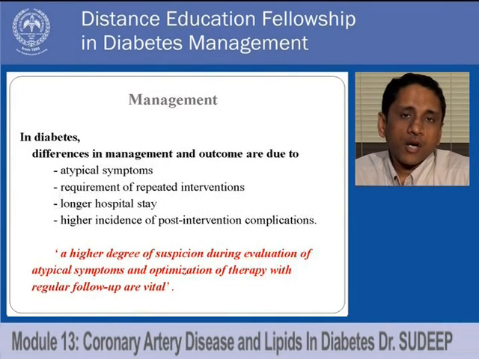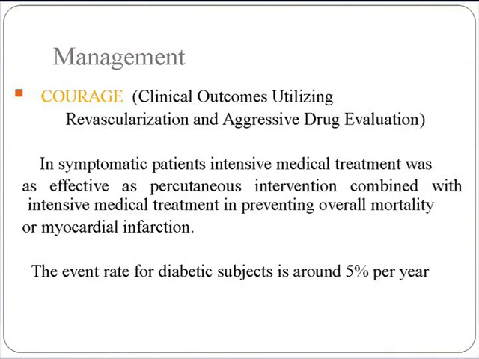So, a high degree of suspicion during evaluation of the asymptomatic patient and optimization of therapy with a regular follow-up are vital in these patients. Taking the medical management, there is one trial, the COURAGE trial, which has shown that intensive aggressive medical management is as good as a percutaneous intervention plus intensive medical treatment. The event rate in diabetic patients is supposed to be approximately 5% per year.